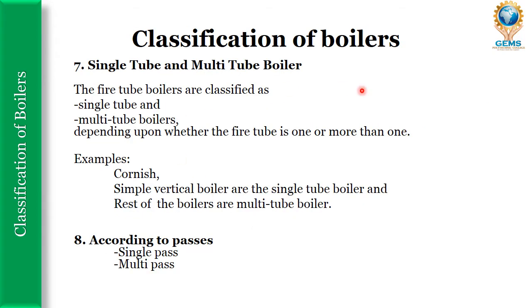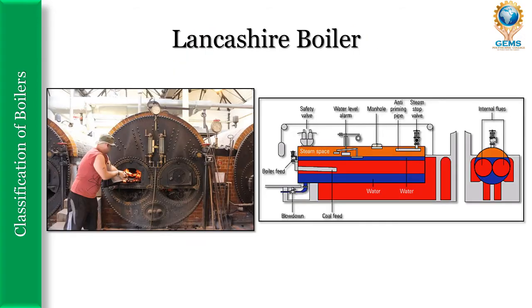Then single tube and multi-tube boiler. Fire tube boilers are classified as single tube and multi-tube boilers depending upon whether the fire tube is one or more than one. Example: Cornish. Simple vertical boilers are the single tube boiler and the rest of the boilers are multi-tube boilers. According to the passes, it will be considered as single pass or multi-pass. So let's see the images. This is the Lancashire boiler. It is a horizontal boiler.